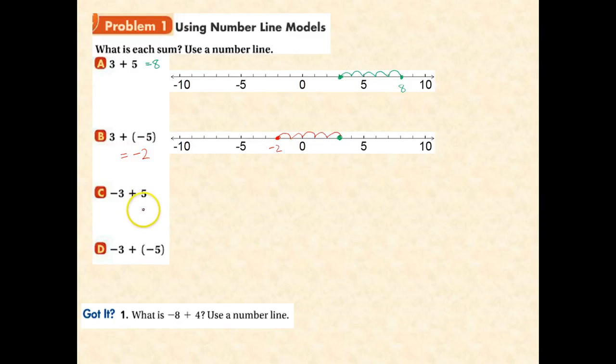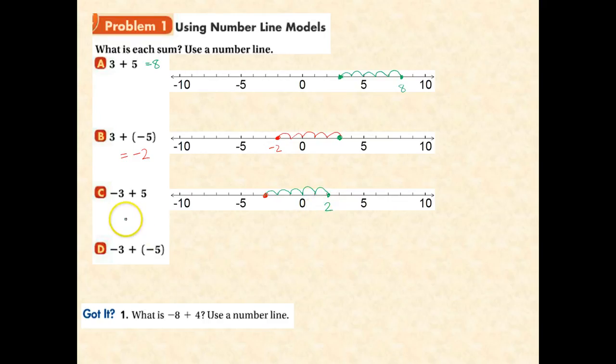What about negative 3 plus 5? Well, negative 3, we're starting right here. Then plus 5 means we're going to the right 5. So 1, 2, 3, 4, 5. Here we are at positive 2. So negative 3 plus 5 is 2.